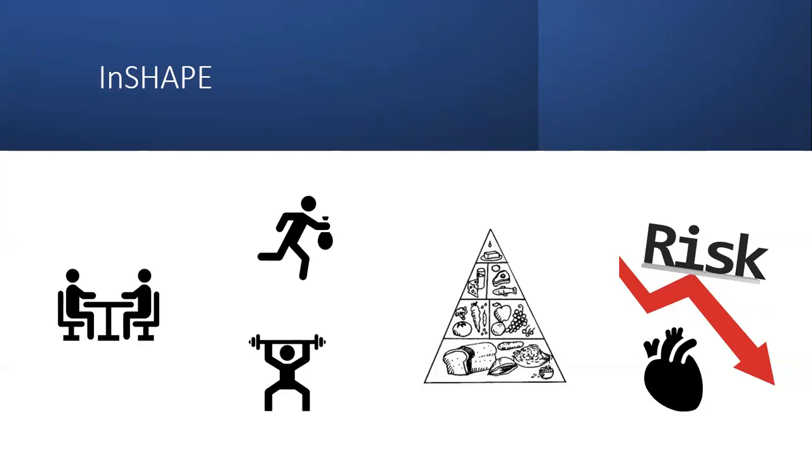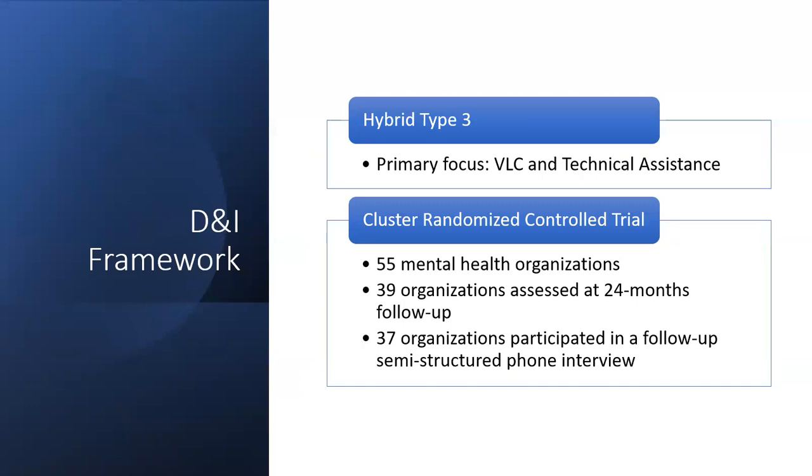And adaptations through the implementation of InShape were tracked by the providers, and they were later evaluated to understand the impact of the adaptations. InShape was a hybrid type 3 implementation study that evaluated the effectiveness of a virtual learning collaborative compared with technical assistance throughout the implementation of InShape. And they didn't go into the details about this since that was already reported in an earlier paper.